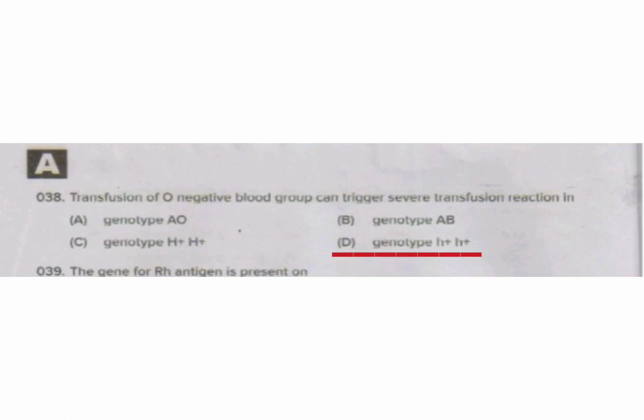O negative blood group is the universal donor blood group, but it may lead to severe transfusion reaction in Bombay blood group like minor blood group.